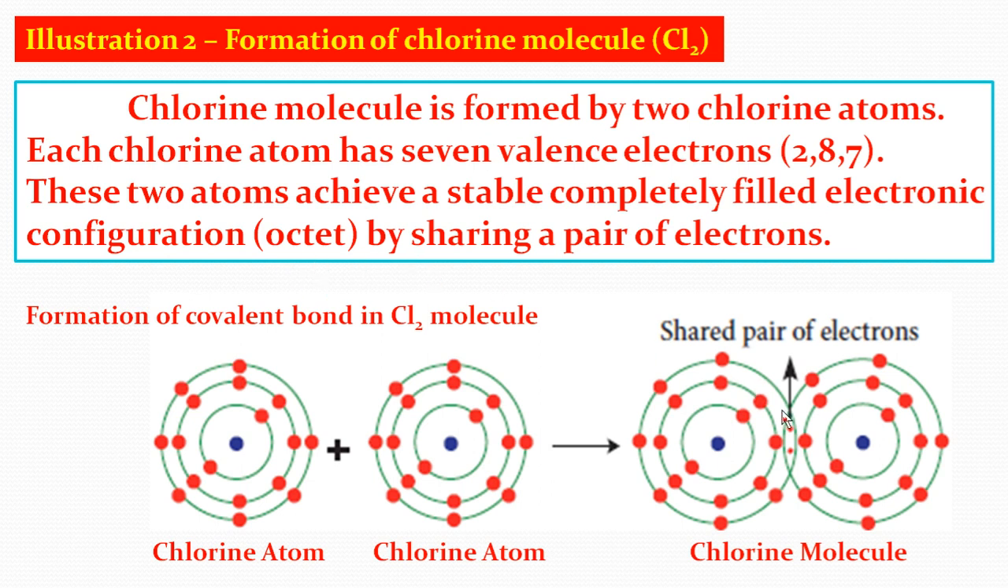So here, one pair of electrons. In between the chlorine atoms, only one covalent bond is formed. So it is called the chlorine molecule. The formula of the chlorine molecule is Cl2.